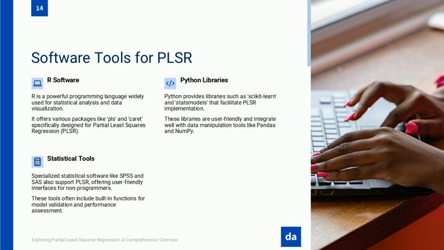If you want full-on statistical software without writing a single line of code, SPSS and SAS both support PLSR, offering point-and-click interfaces that guide you through the process. These tools are widely used in business and academia, especially by people who need results but don't want to mess with coding. The trade-off? They're expensive and their flexibility is somewhat limited compared to R or Python.